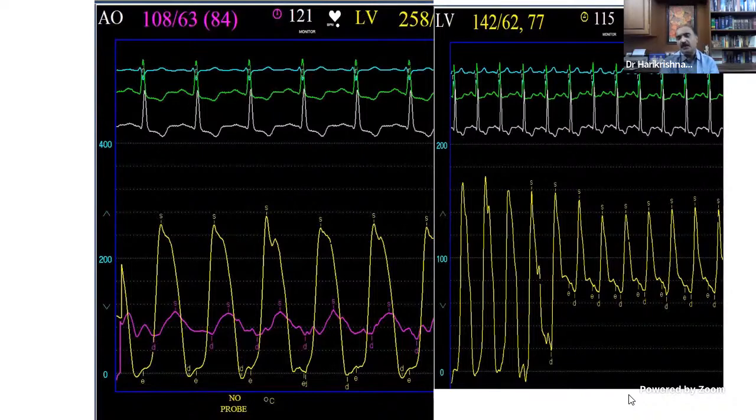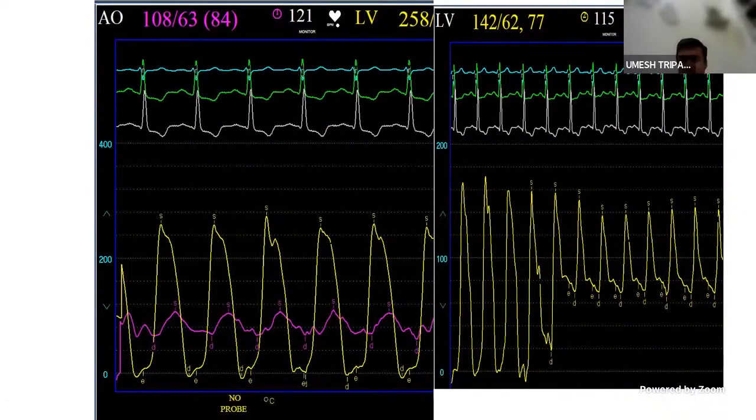So, another point is that when the pressure tracing just after the LV, the pressure at this point and the pressure at this point is slightly different. There is a slight increase in pressure from this point to this point. What is that called? Do you have any idea? Carabello? No. Okay, not Carabello. And it is not because of obstruction.